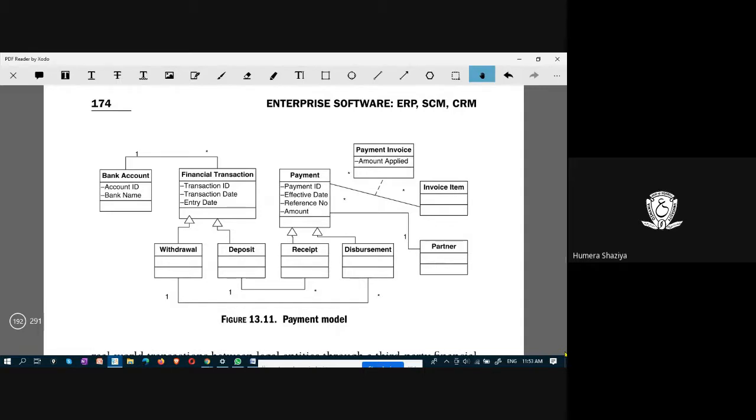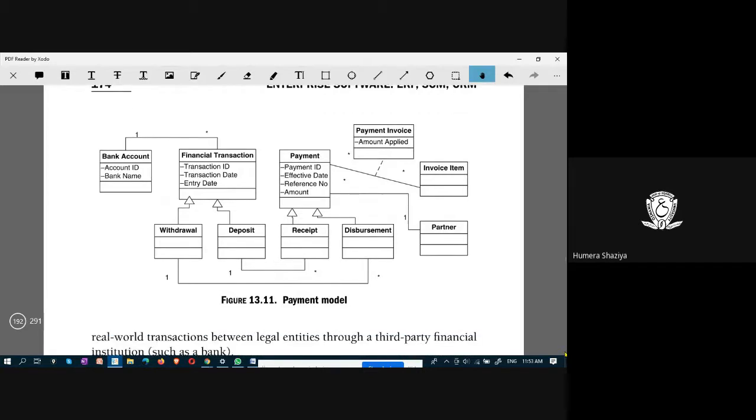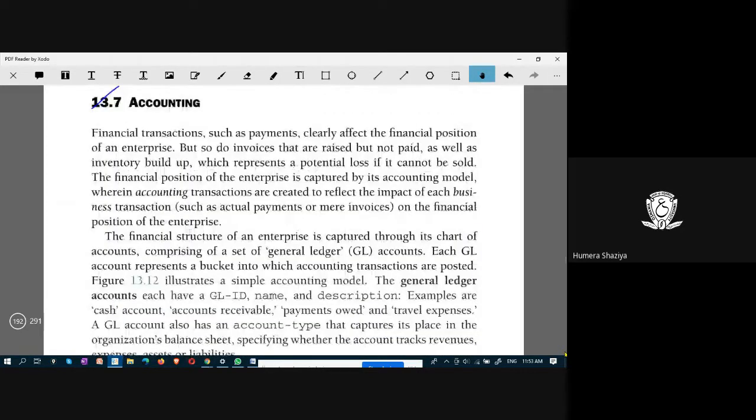You get a receipt, and when you deposit or when you withdraw, you get the amount, the currency notes, disbursement, and for this payment you get a receipt. On the receipt, you will find the ID, effective date, reference number, and amount. And again, this payment is connected to the partner, as the partner is the one who might be paying or receiving the payment.